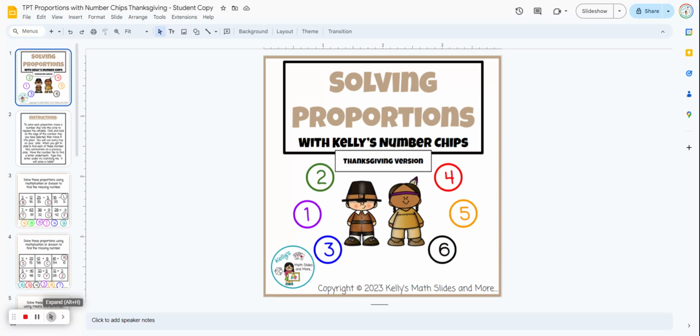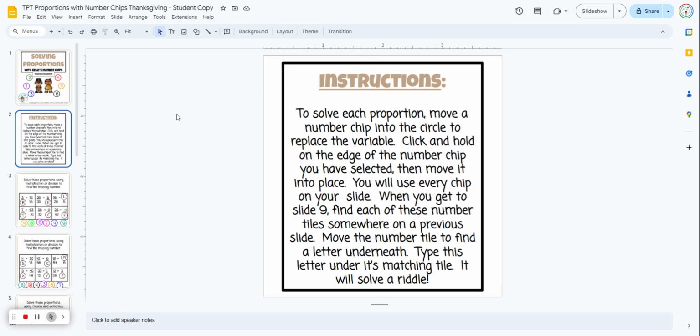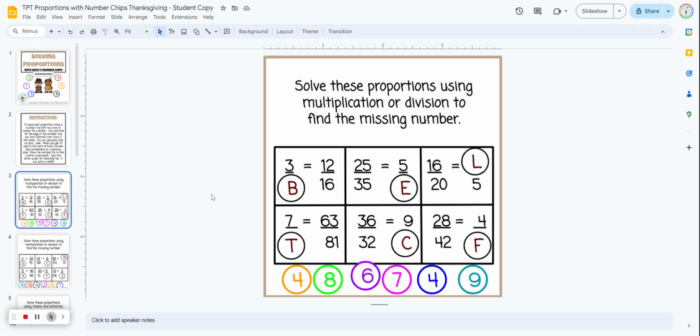Solving proportions using number chips. This is a digital lesson, and this one is the Thanksgiving version. So the instructions are on slide 2. Students are going to start on slide 3. They're going to be moving these movable numbers onto their screen to solve these proportions. Now each one covers a letter. Those letters will be used at the very last slide in order to solve a Thanksgiving riddle.